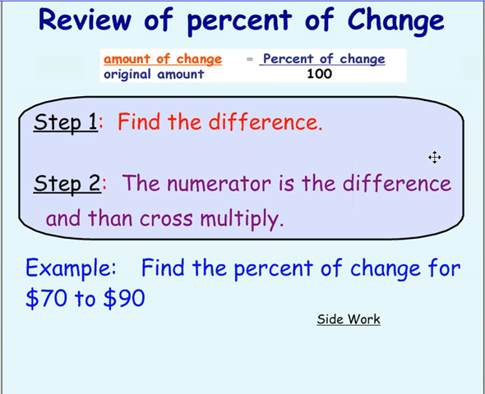Okay, today our lesson is review of percent of change. This is going to be a little bit different. We're going to go back to a proportion on this one. It's going to require two steps, basically. One is going to be a subtraction step, and after we set up a proportion, we're going to be cross multiplying. So your first goal is to find the difference.